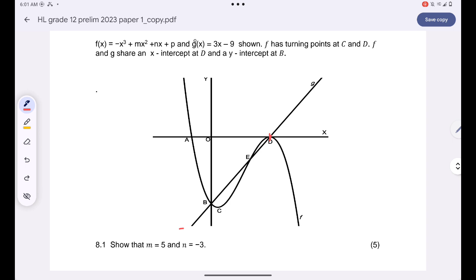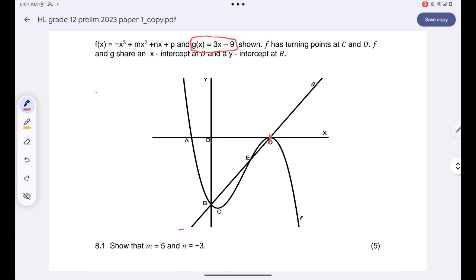Since I'm given, guys, the graph of g(x), I can simply find the coordinates of D and the coordinates of B, right? B is my y-intercept. So the coordinates of B are very, very simple. I know that x is always 0. When x is 0 on g(x), the corresponding y value is just -9.